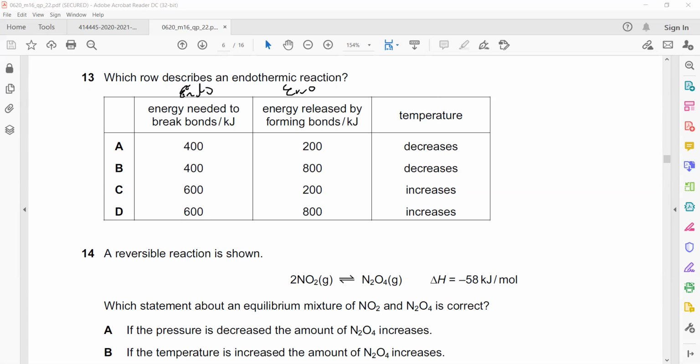Question 13. So for question 13, bond breaking is endo, so the energy taken in is more and the energy released should be less. And what happens to the temperature of the surroundings? The temperature of the surroundings will decrease.